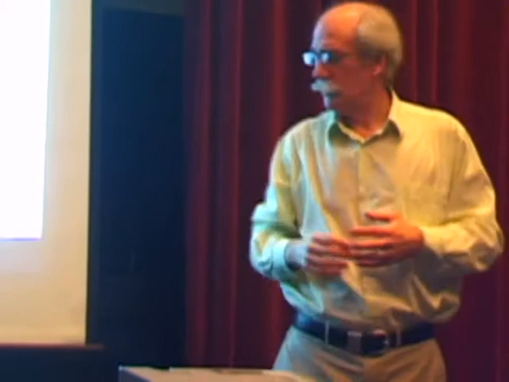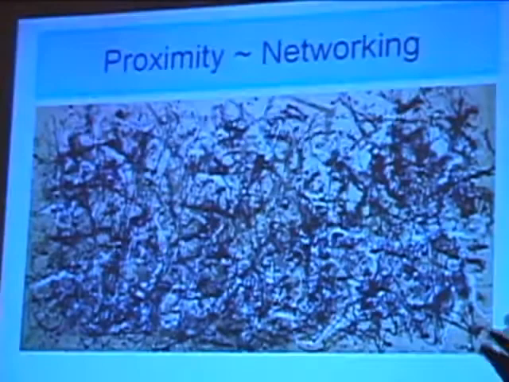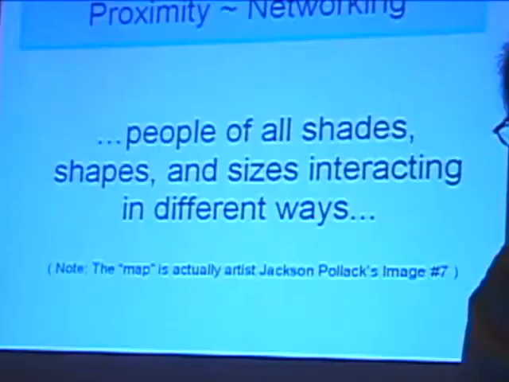Now, I have a networking map of New York City. I don't know how it'll show up here. It's about right. That's my networking map of New York City. It's basically people of every shape, size, and shade interacting in different ways. This is the way that I see the internet, and this is the way New York exists to me.